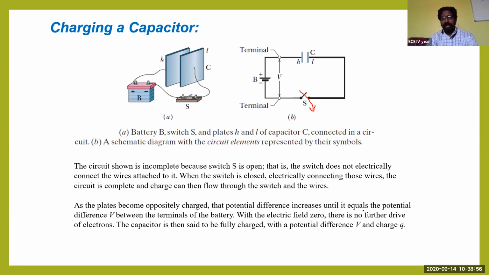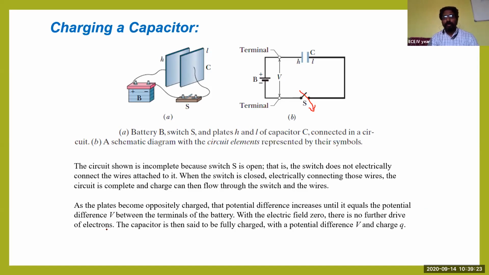As the plates become oppositely charged, the potential difference increases until it equals the potential difference V between the terminals of the battery. With the electric field equal to 0, there is no further drive of electrons. If the field is equal to 0, there is no motion of the electrons.